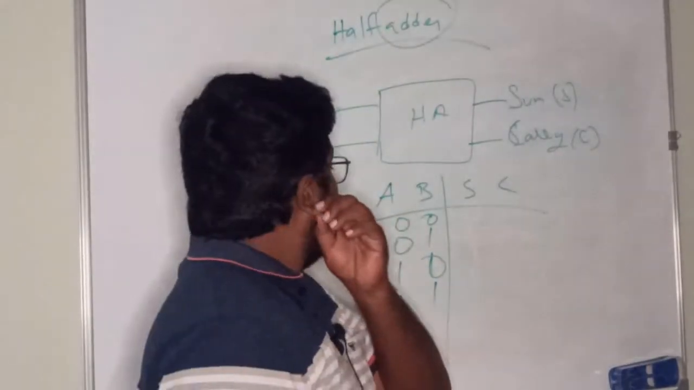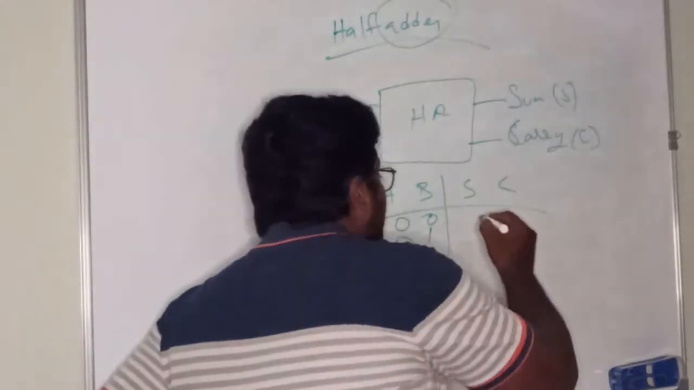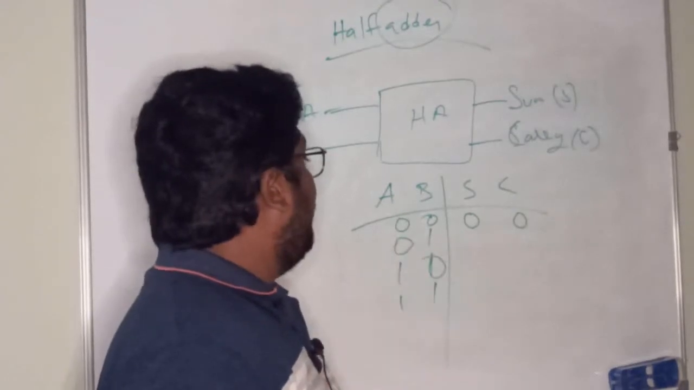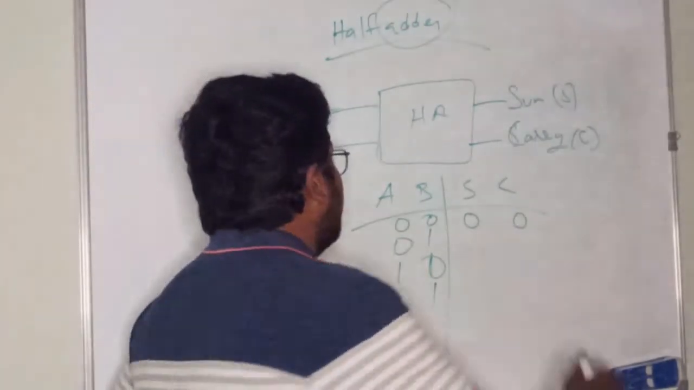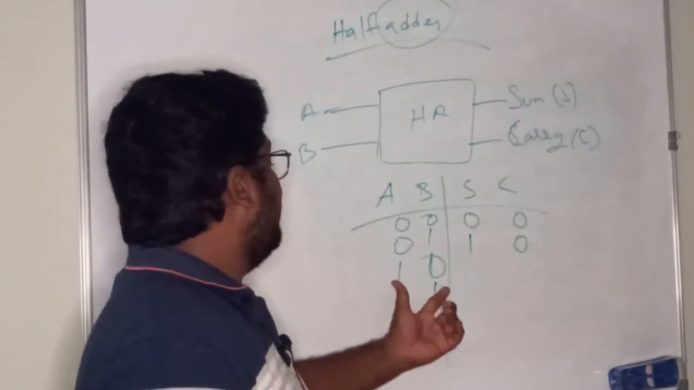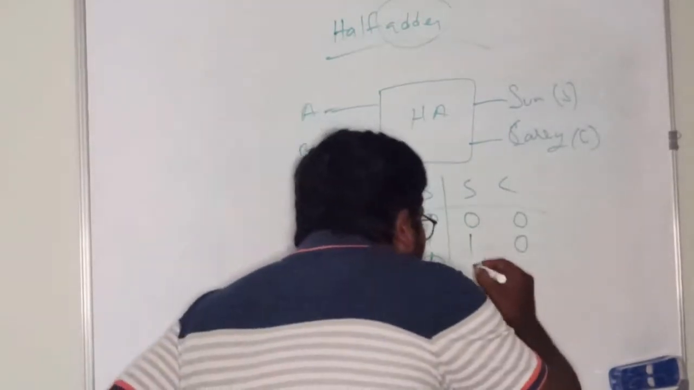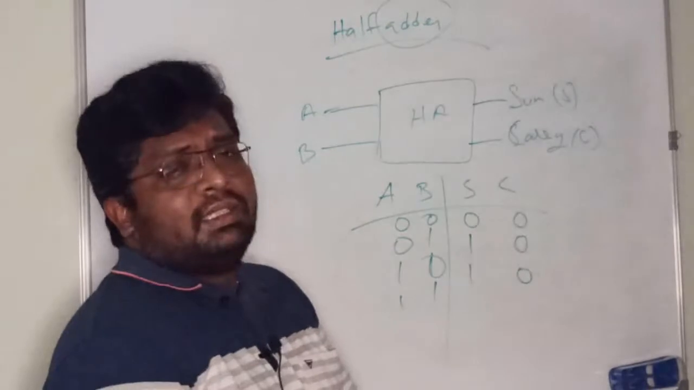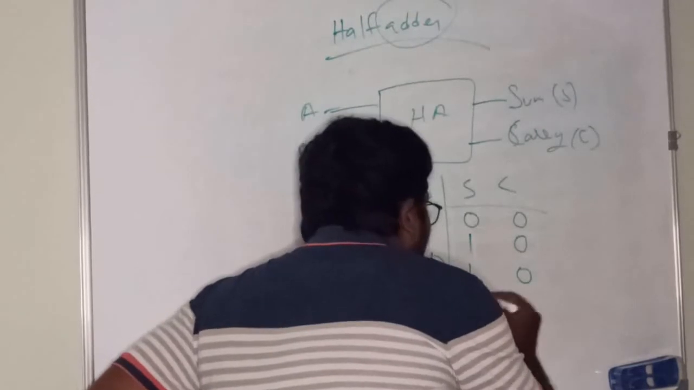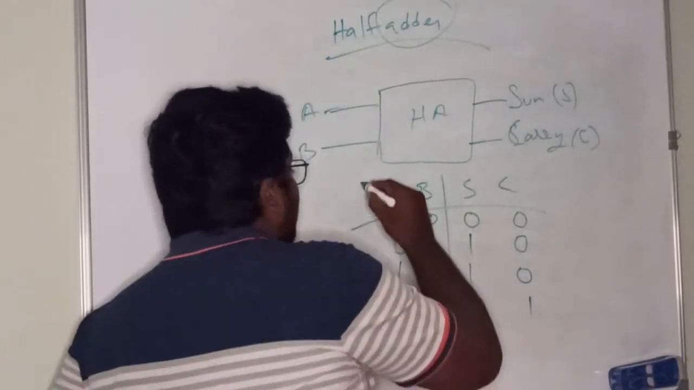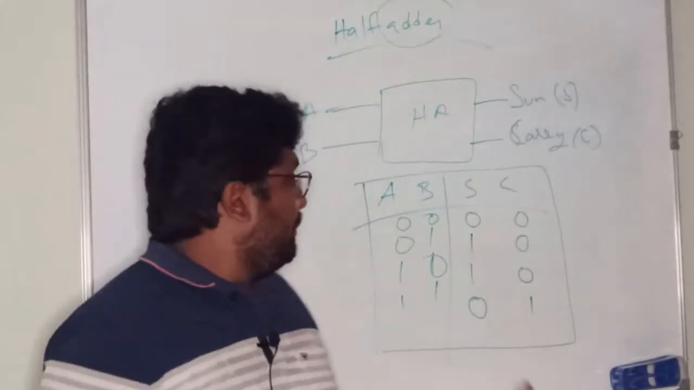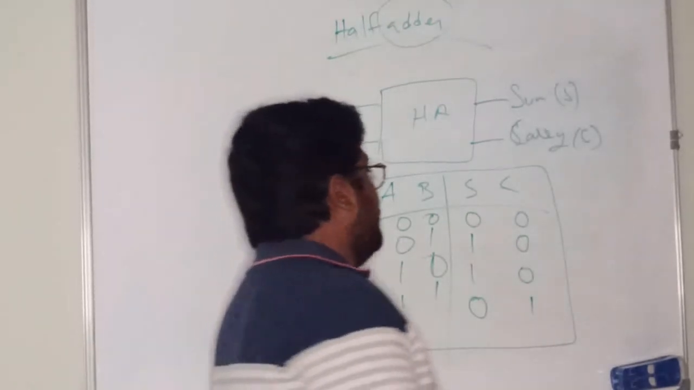When we add 0 and 0, the sum will be 0 and the carry will also be 0. When we add 0 and 1, sum will be 1 and the carry will be 0. When we add 1 and 0, the sum will be 1 and carry will also be 0. And when we add 1 and 1, sum will be 0 and the carry will be 1. So this is the truth table for the half adder. Now let us simplify it by using a K-map.